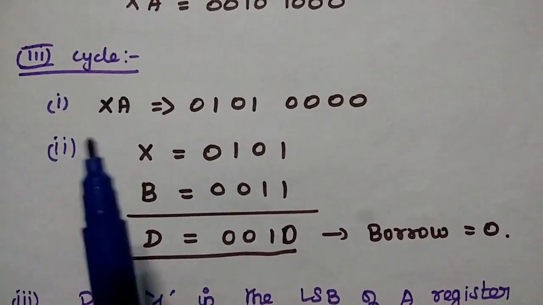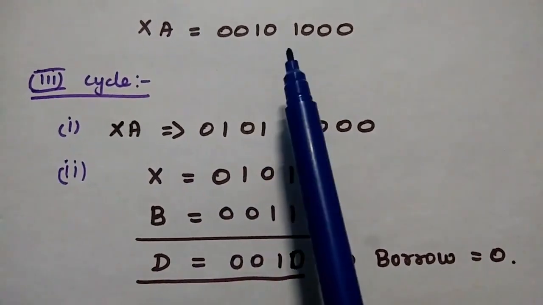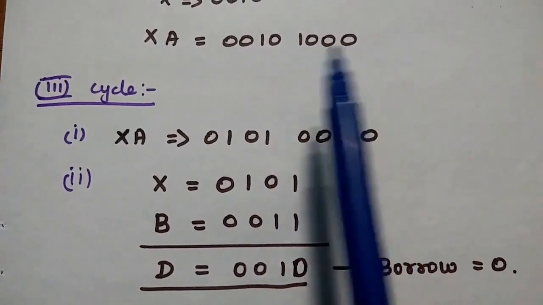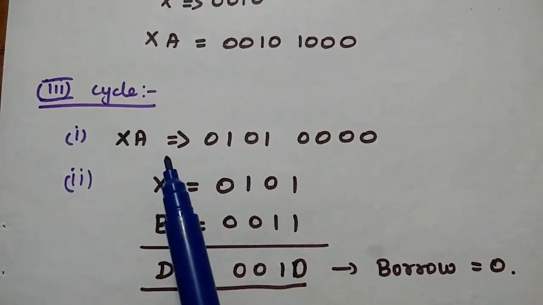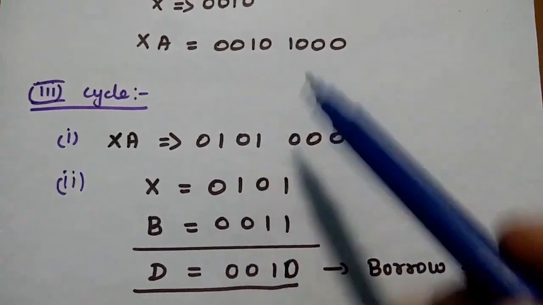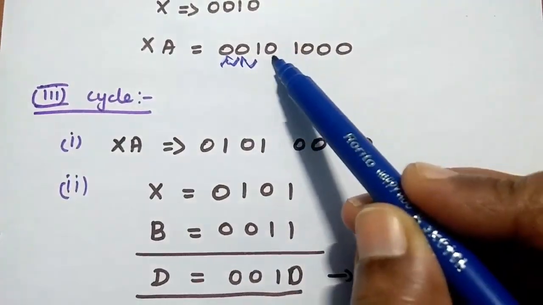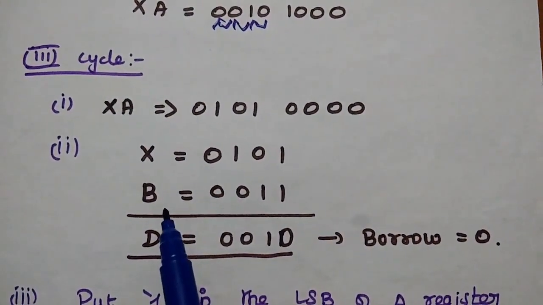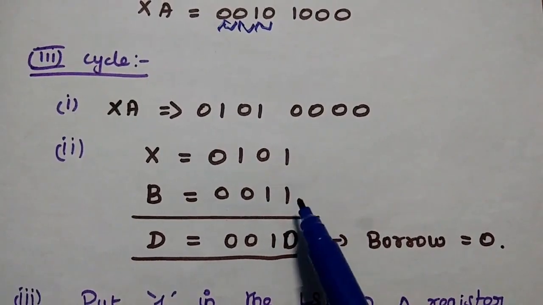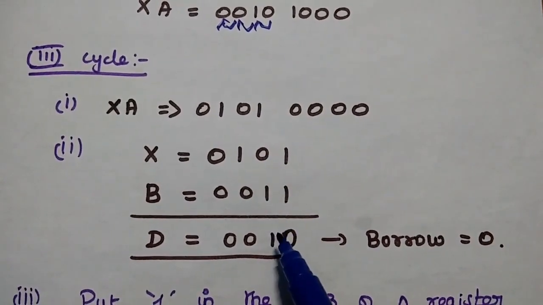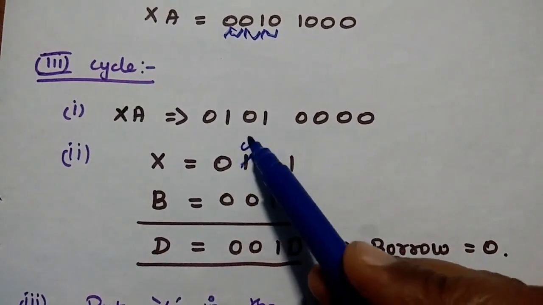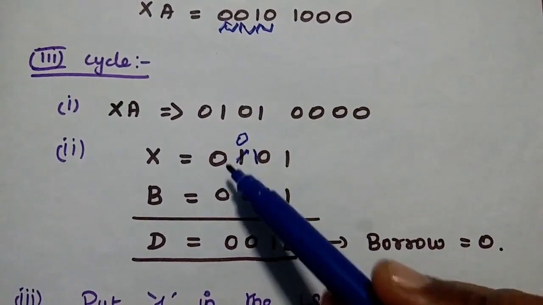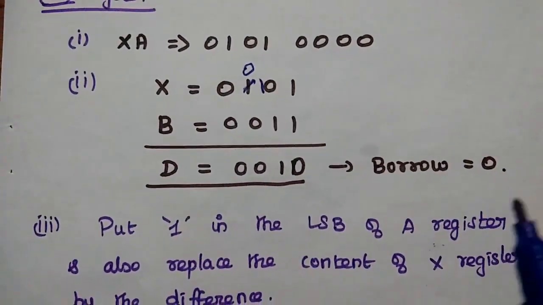For the third bit, the third cycle, again we have to start with this XA. So here XA is what? Previous XA is 0010,100. Now we have shifted the XA register one bit to the left. So it moves like this. Okay, so here X is 0101. What is the divisor? 0011. So subtract: 1 minus 1, 0. 0 minus 1, there is no possibility. We have to borrow from this one. So it becomes 1 0. 1 0 minus 1, 1. 0 minus 0, 0. 0 minus 0, 0. So here the borrow is 0.